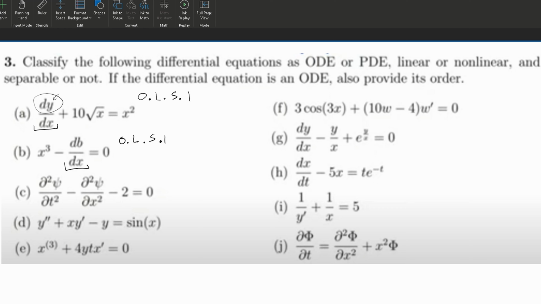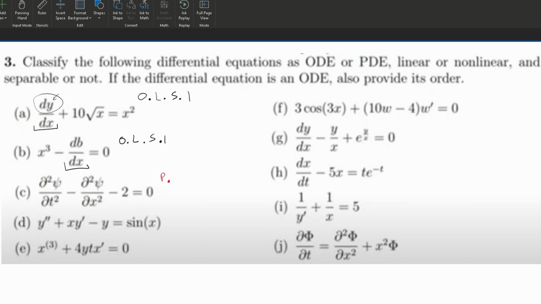Now for C, is this an ODE or a PDE? Well, we have two derivatives right here, and this is our dependent variable. It occurs twice, right here and right there. Now, notice the bottom. This is the important part. It's being derived with respect to two different things. And since it's being derived by two different things, it is a PDE. So we have a partial differential equation here.